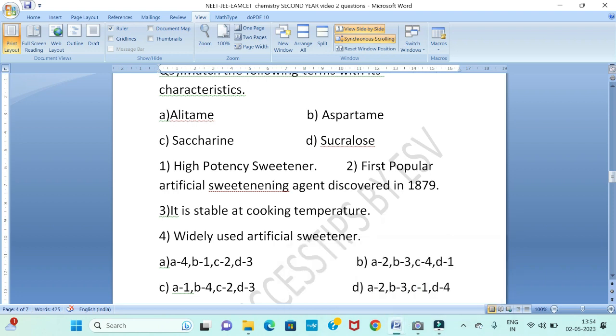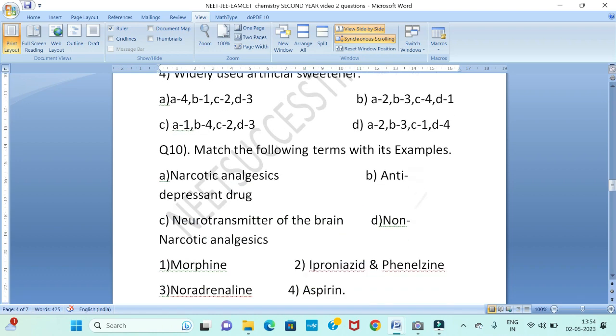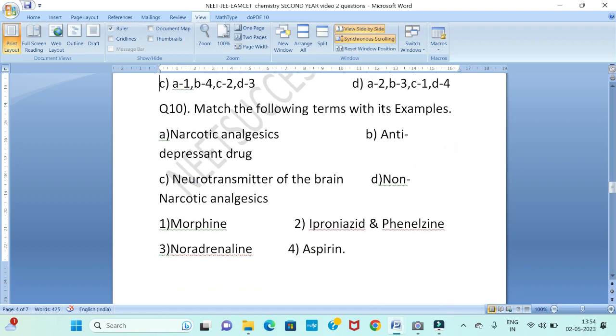Next, 10th question. Match the following terms with their examples: narcotic analgesics, antidepressant drugs, neurotransmitter of the brain, non-narcotic analgesics.